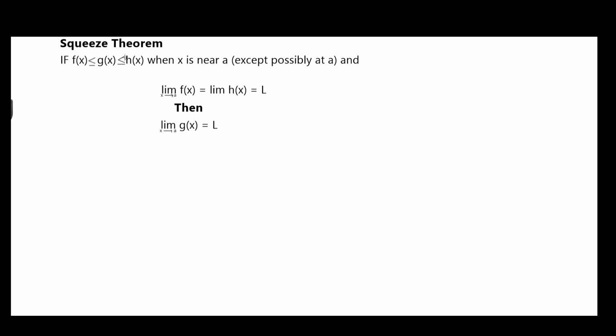Squeeze theorem generally comes into play when you have three different functions and they're all less than or equal to each other, like what you see here, when their x value is near our limit a value, except possibly at a. When you take the limit of both this f function here and this h function here with the same a value, if they're equal to each other, then you can assume that the limit of the g function with the a value is going to be the same. So we'll go over a quick example of this.